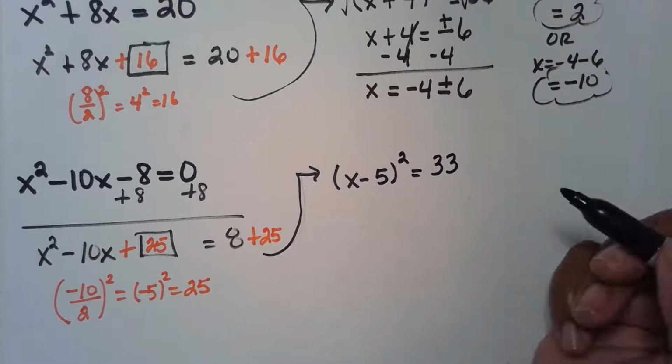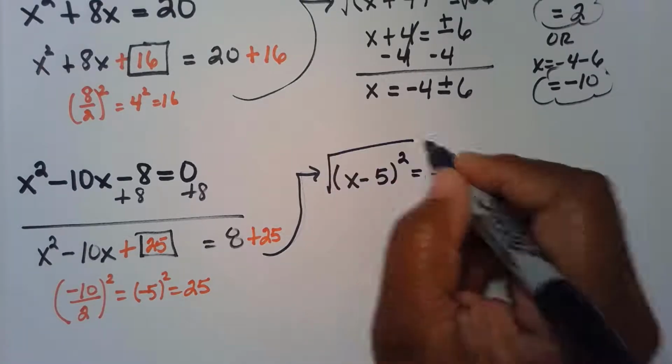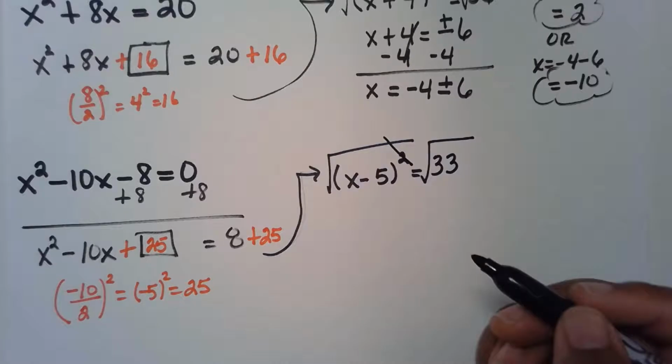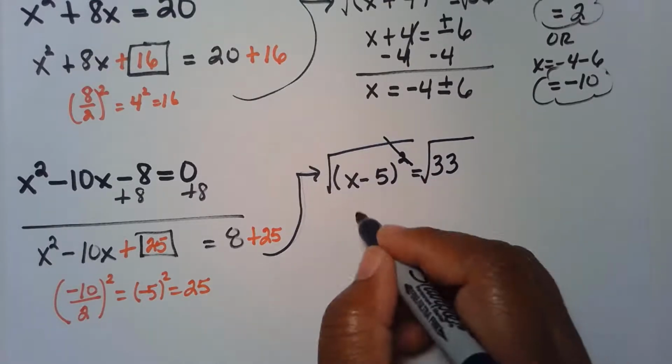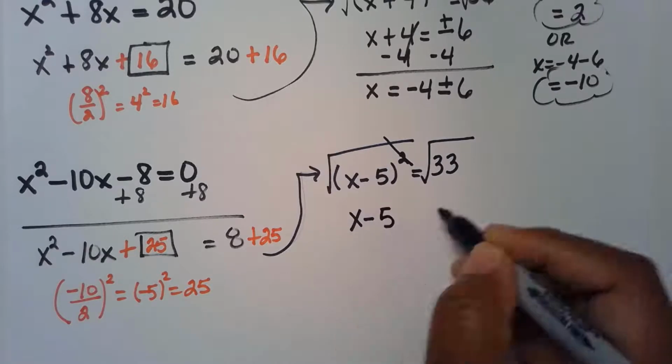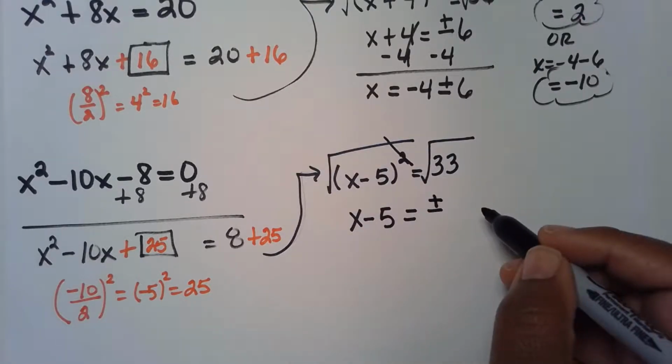And then let's solve for x. We're going to use the square root property. So we're going to take the square root to both sides. Left hand side, the exponent of 2 and the square root cancels out. We have x minus 5 is equal to plus or minus the square root of 33.